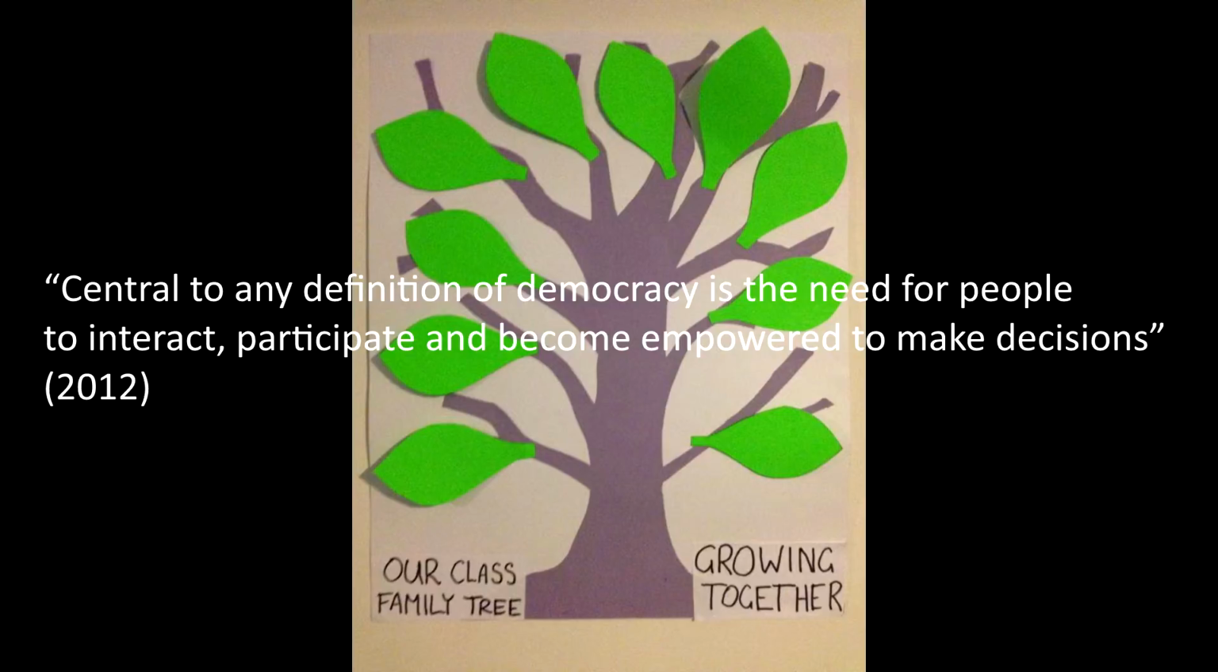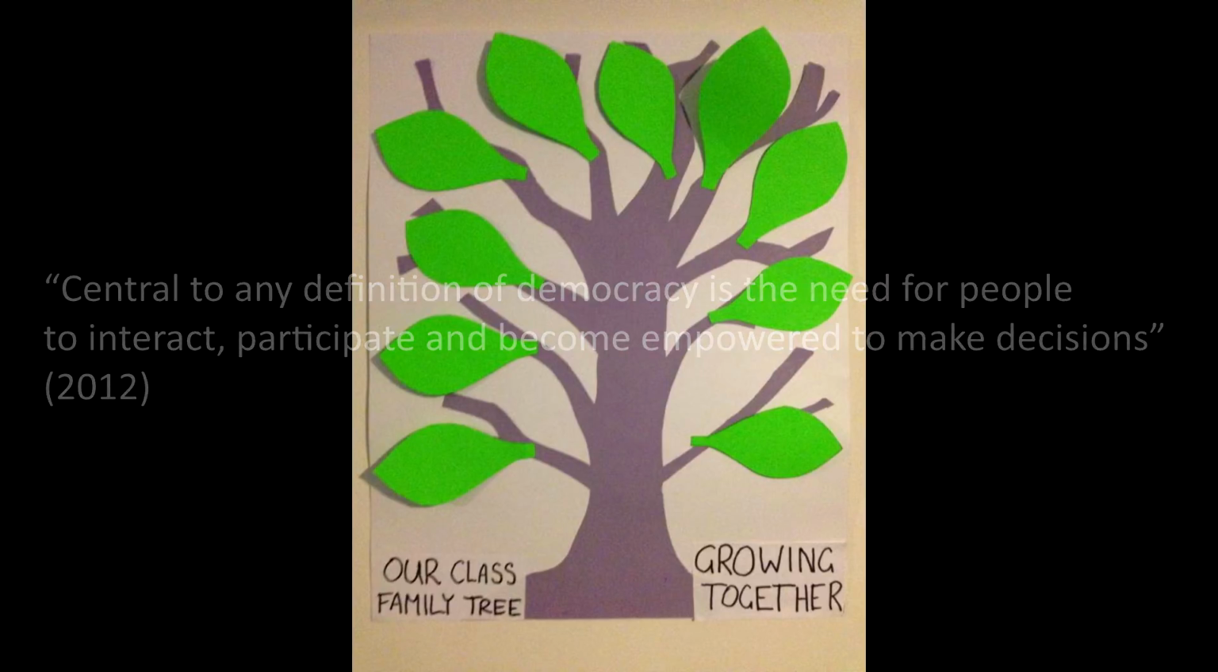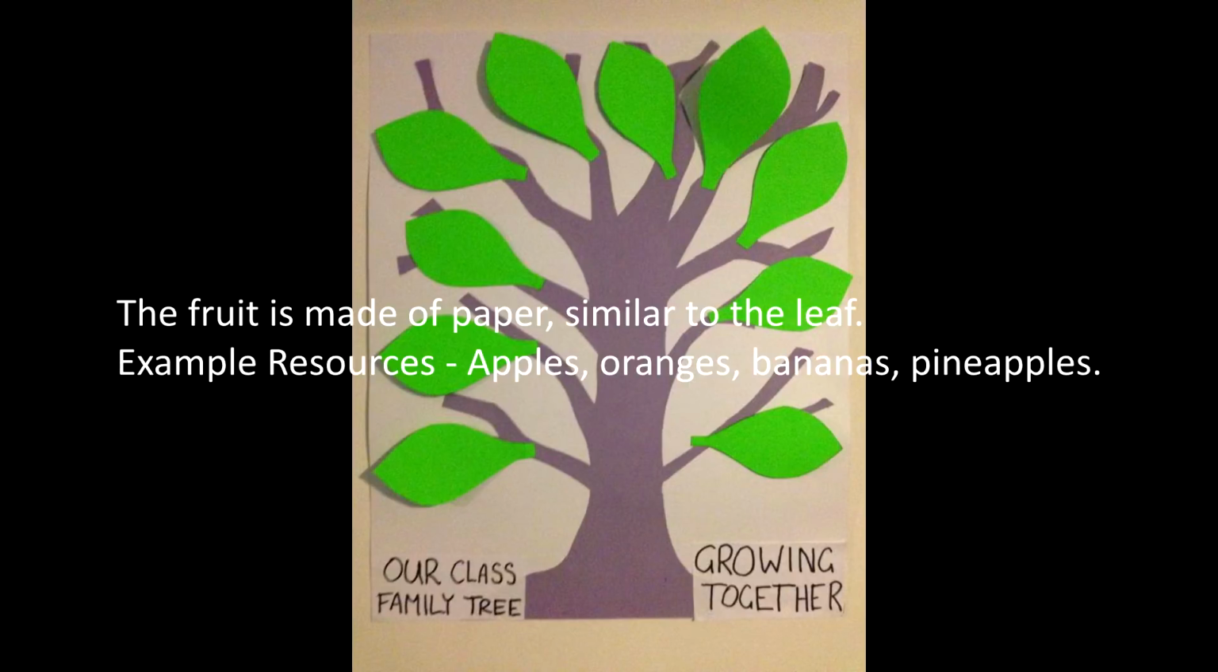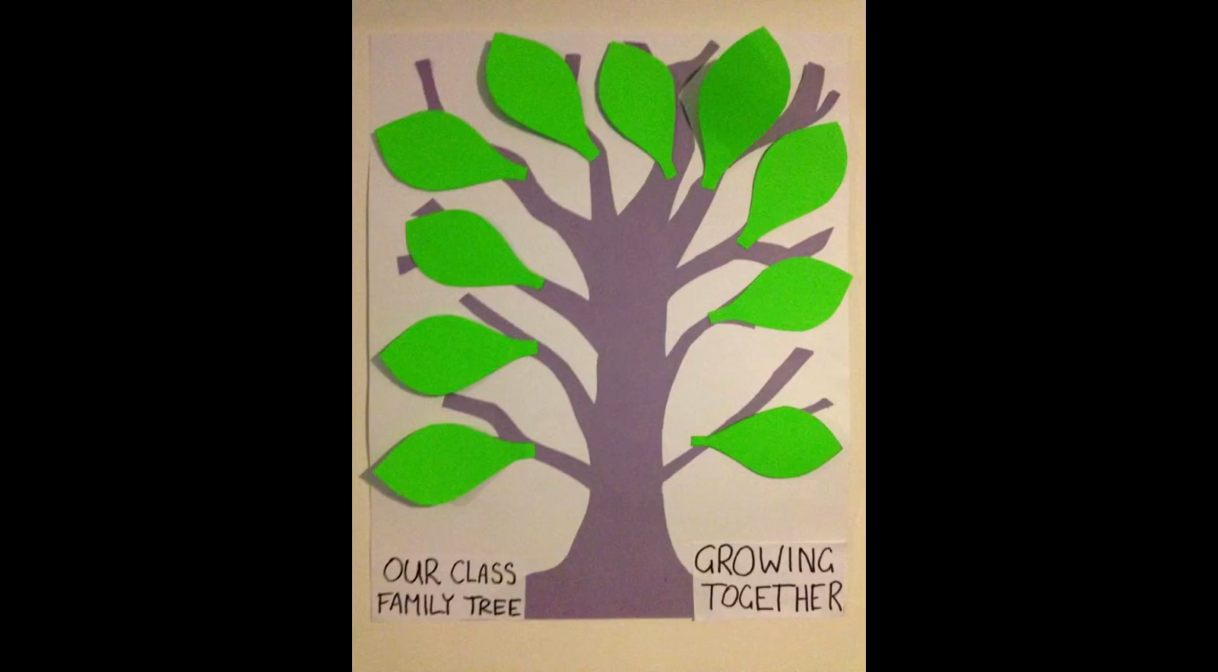McCallum states that central to any definition of democracy is the need for people to interact, participate, and become empowered to make decisions. So I decided that when a student meets their goal, they can grow a fruit and write about one of their peers on it, which is decided by pulling a name out of a hat. It must be something they think is good or interesting about the person. They can then put it on the student's branch, and they can all read their fruit at the end of the day. This encourages positive relationships and respect for one another and the community.